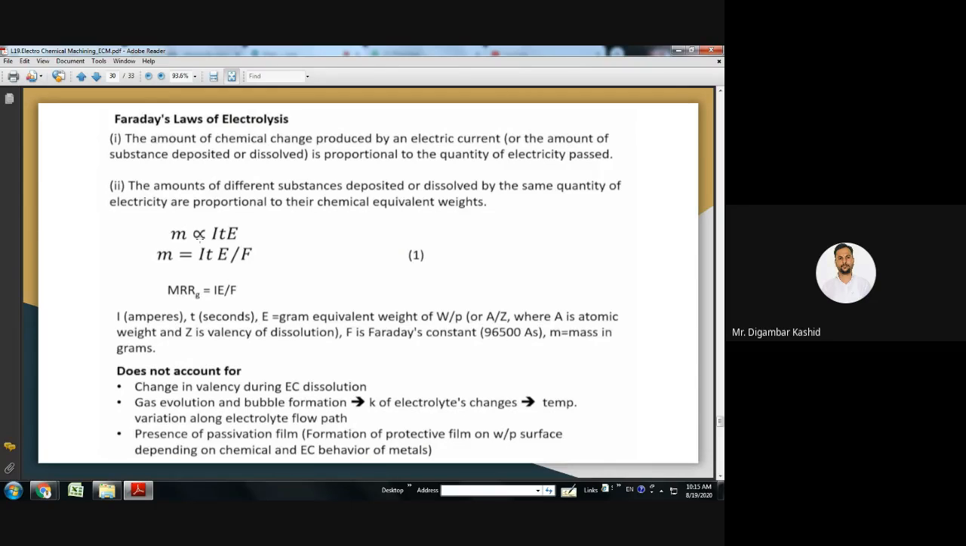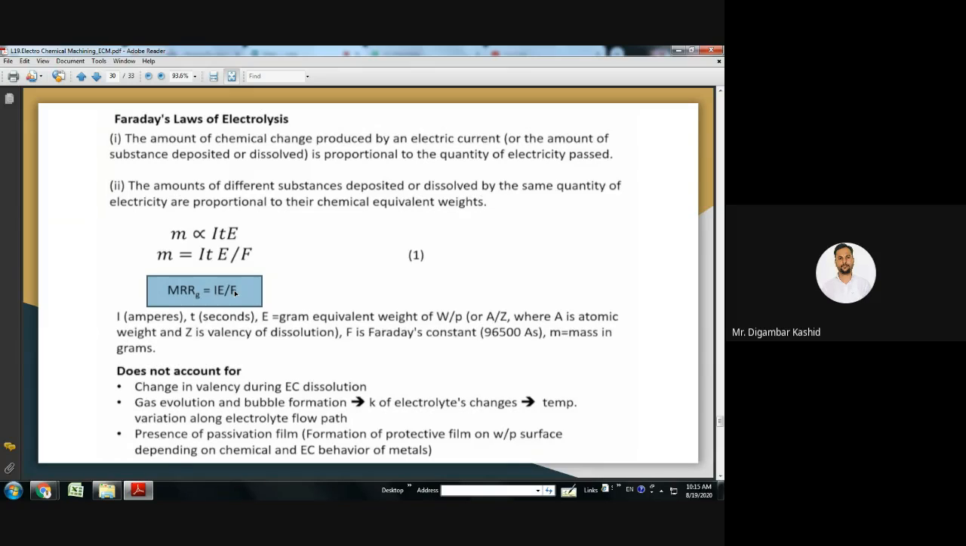Using this formula we can calculate the material removal rate. The mathematical formula for the material removal rate is MRR equals I E divided by F. So this is the formula.